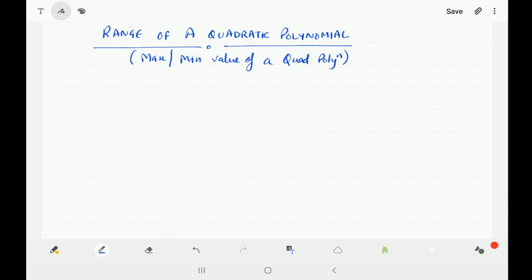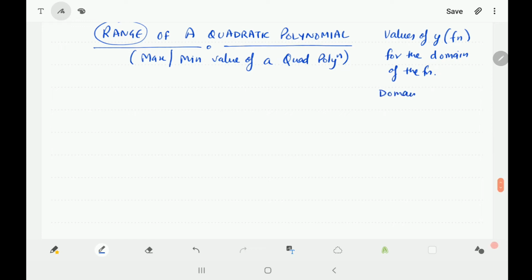What do you mean by range? Range is the values of y, or the function, for the domain of the function. And what is domain? Domain is the values of x for which the function is defined.